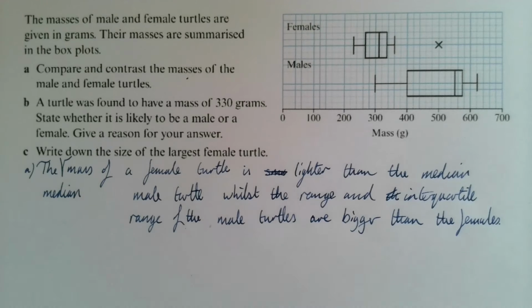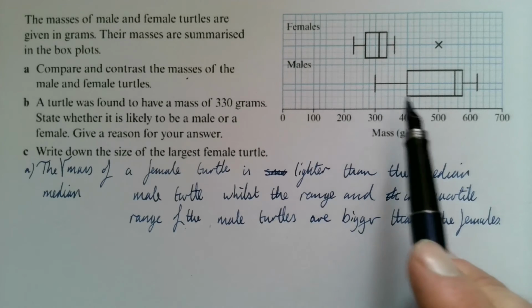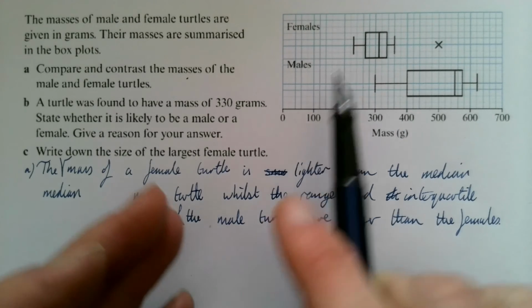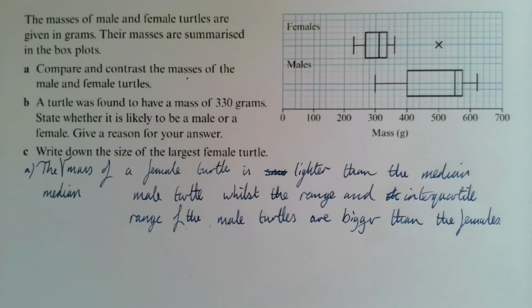So the median mass, important you put that median in, I nearly missed it for a moment, of a female turtle is lighter than the median male turtle, whilst the range and interquartile range, actually you only have to say one of either, they prefer the interquartile, of the male turtles are bigger than the females. So the males are more spread out. Your average males vary more than your average females.